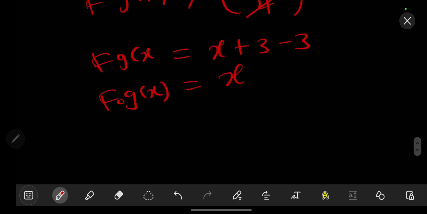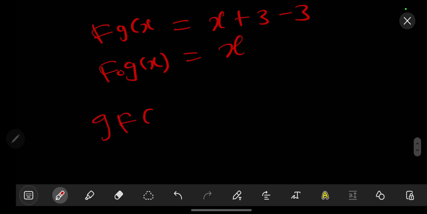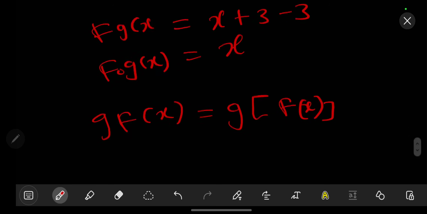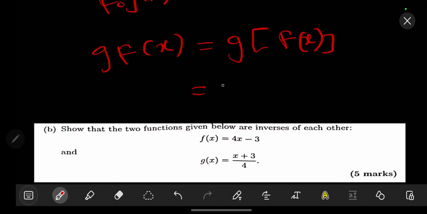Then alternatively, we are going to now find our g of f of x. This means write the function of g, where there is x, you are going to put your f of x. That's the meaning. So the function of g is equal to, where there is x, you are going to put your f of x. So in this case, it will be 4x minus 3, then we have plus 3, and then divide by 4, like that.